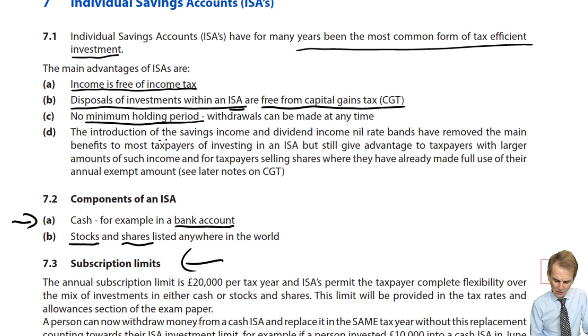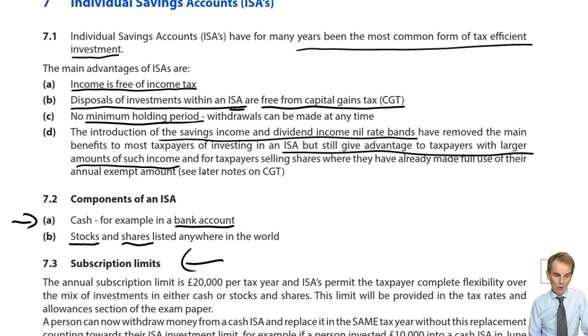As we've said, the introduction of the savings income and dividend income nil rate bands have removed the main benefits to most taxpayers, because those dividend figures and interest income figures will be exempt anyway. As a result, we don't need an ISA. The ISA, however, still gives advantage to taxpayers with larger amounts of such income. If you've got more than £1,000 or more than £500 worth of interest income, or of course if you're an additional rate taxpayer, and of course if you've got more than £2,000 worth of dividend income.